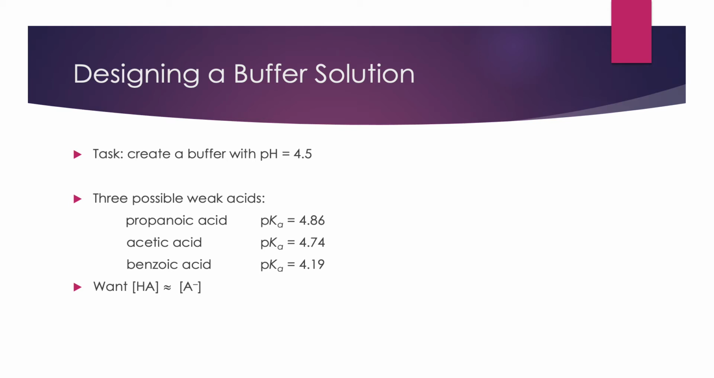Okay, if we do that, we're going to improve the performance of the buffer. We're going to improve its ability to maintain a certain pH. So what that also means, though, is that we're going to be looking for the weak acid that has a pKa closest to the pH that we desire it to have. So we're looking through these three weak acids, and we want to choose the one that is closest to 4.5. So if we compare all of them, what we would find is that, in fact, it's the acetic acid that is closest to 4.5. So it's the one that we should use to make this buffer solution.